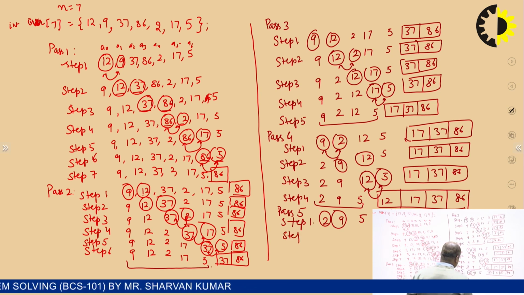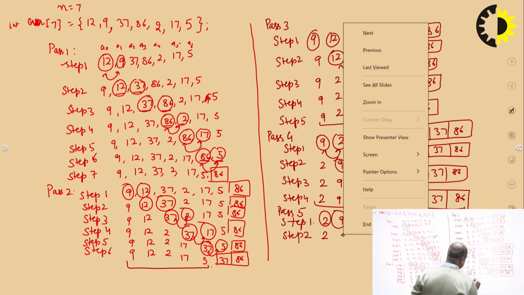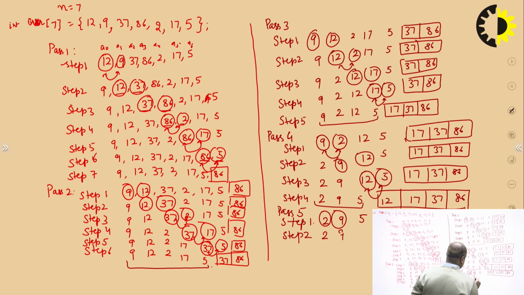In pass 5, step 2, what we are going to check? 9 with 5. So, 2, 9, 5, and we are going to compare 9 with 5. We see value 9 is higher than 5. The swap will be made. So, my final array will become, my sorted elements are this one.